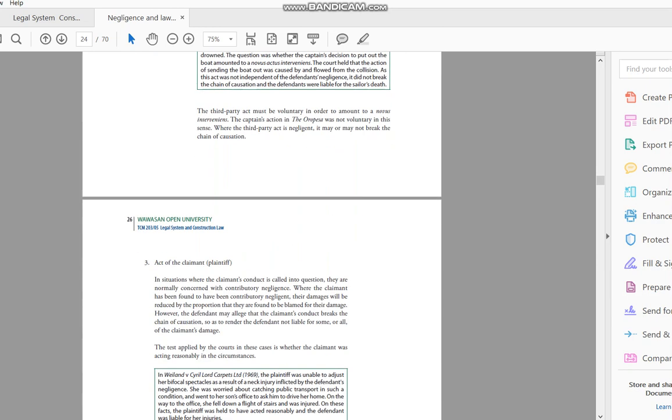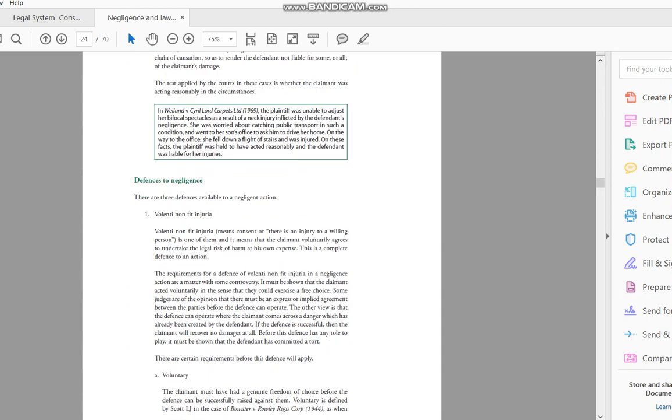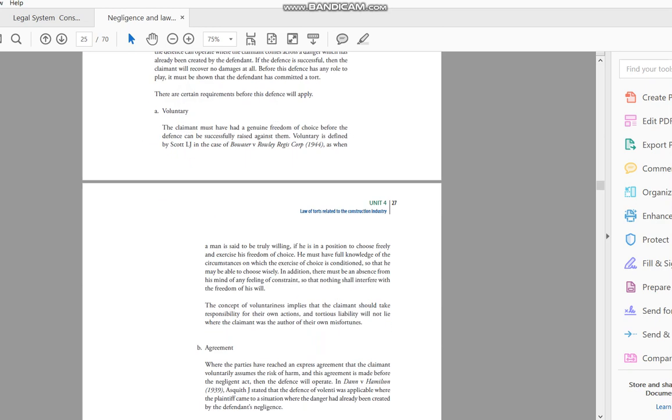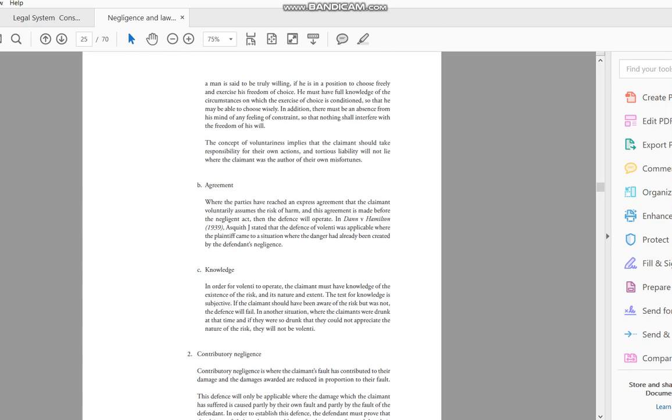And then the other one, act of the claimant. It means that in a situation where the claimant's conduct also comes into question, we are normally concerned with contributory negligence, where the claimant has been found to contribute to the negligence as well, and the damage will be reduced proportionally. And this all has to be proven. Defense to negligence can be looked at in three manners: voluntary agreement, knowledge, and contributory negligence.